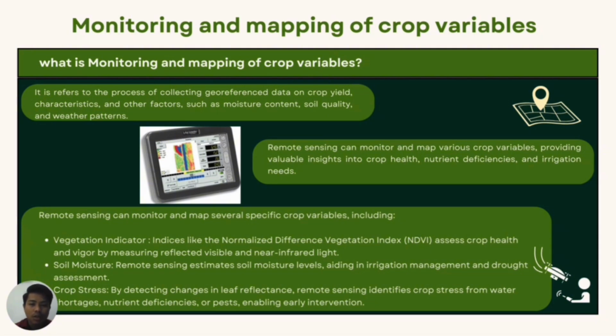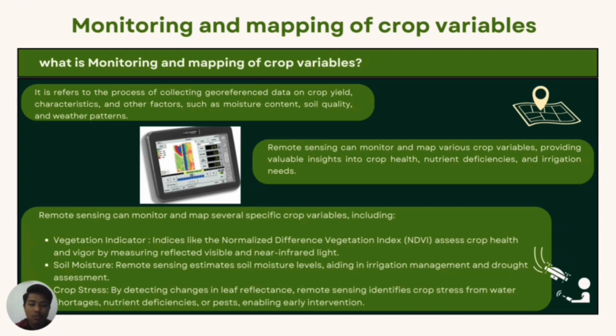Remote sensing can monitor and map several specific crop variables, including vegetation indices like the normalized difference vegetation index, or NDVI, which assesses crop health and vigor by measuring reflected visible and near-infrared light.